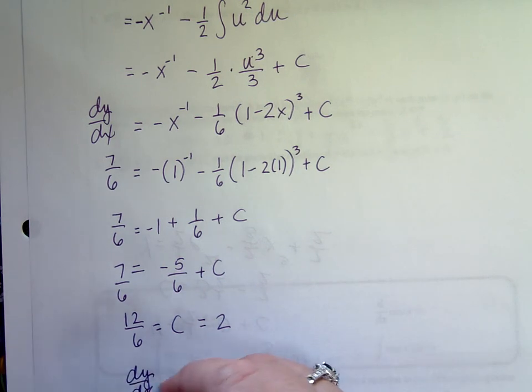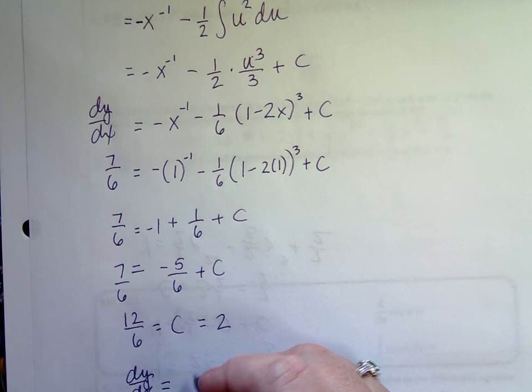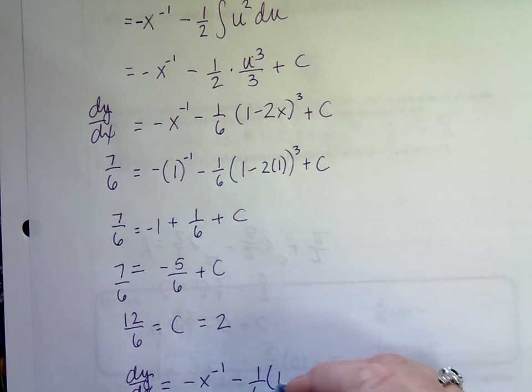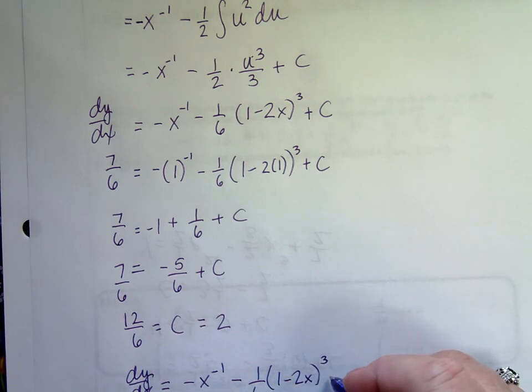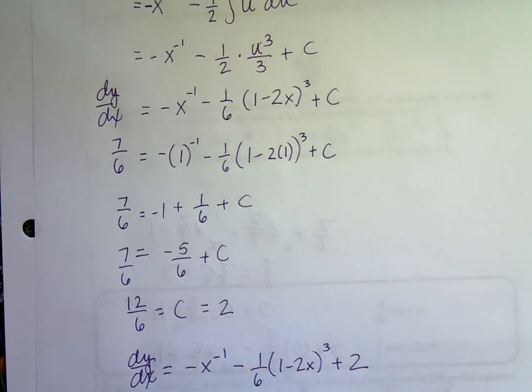And so my final answer for this part of the problem is that dy over dx, my first derivative, is negative x to the negative 1. You could also write that as negative 1 over x. That's fine. Minus 1/6 times 1 minus 2x cubed, and then plus my c value of 2. That's my final answer for the first derivative. But that's not what the question's asking for. The question's asking for what was the original function. And so now we've got to take the integral of each of these pieces, and that's going to be what the function actually is.